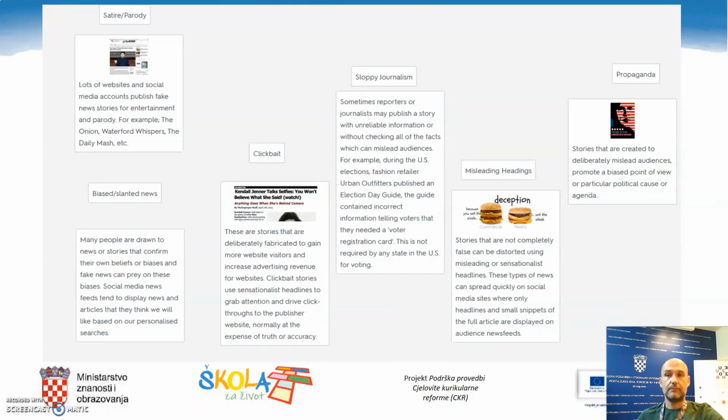Satire or parody. These are websites and social media that publish fake news for entertainment. For example, The Onion, Waterfront Whisper, The Daily Mash, and so on. Biased or slanted news. It's the type of news that you're drawn to because it confirms your own beliefs or biases. Social media tends to display news and articles that they think we will like, based on our personalized searches.